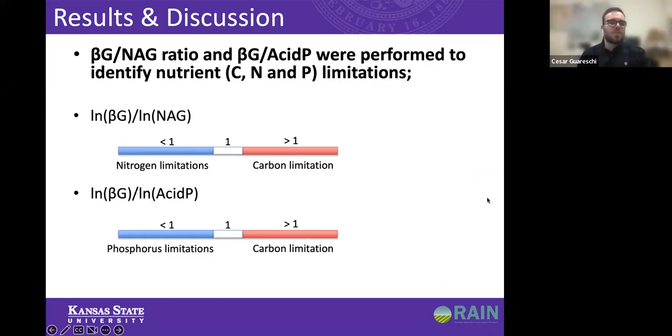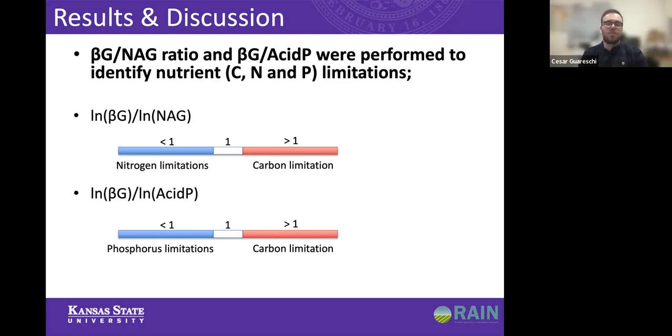Okay, and then I also calculated the beta G and NAG ratio, and the beta G and acid P ratio, to identify some nutrient limitations. So the beta G to NAG ratio is looking for nitrogen limitations, and the ratio between beta G and acid P is looking for phosphorus limitations. I calculated it by dividing the natural log of beta G by the natural log of NAG, and the same thing for acid P as well.